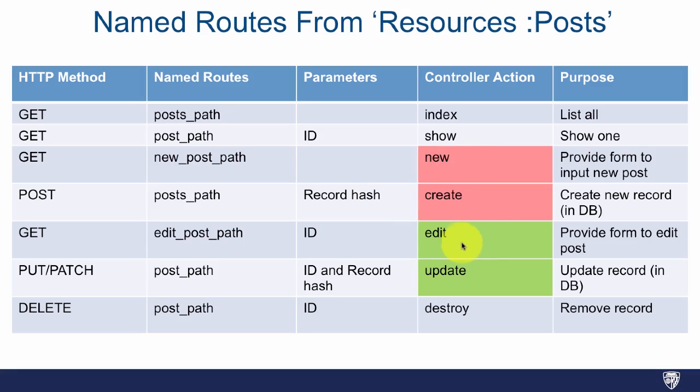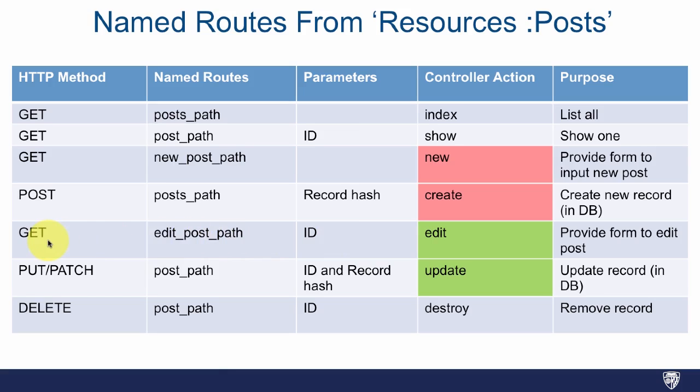Then the other two is edit. In the case of edit, you're also going to have a form, but it contains information about the existing resource. So you're going to want to pass in the ID that is going to let the controller find the resource and give information back and display that information in the HTML form. And the name of the route is going to be edit_post_path.